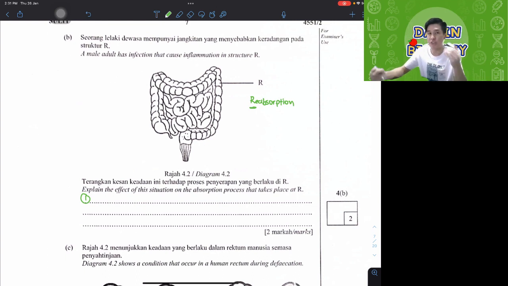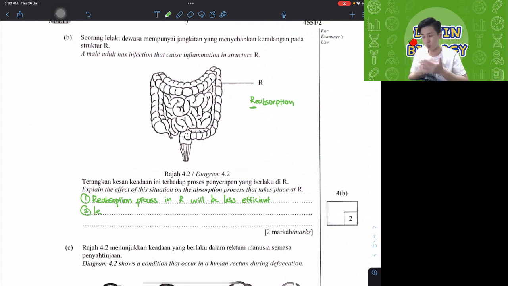So you must write the semula because absorption mainly occurs in small intestine. Then whatever substance that didn't absorb by the small intestine, they reabsorb it at the large intestine. So you can say the reabsorption process in R will be less efficient. Because let's say got infection, the wall is injured already, so the substance very hard to pass through lor. So you can say lesser.